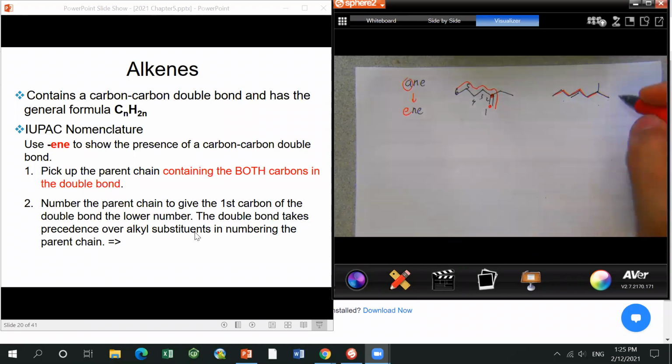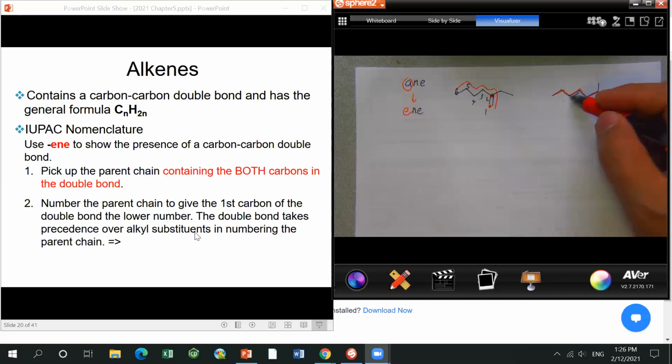Next we need to number it. There are 2 ways to number it: from left to right or right to left. Which is right? If you number it from right to left, we put the alkyl group, this methyl group, on the second carbon, but we put this double bond onto the fourth and fifth carbons.